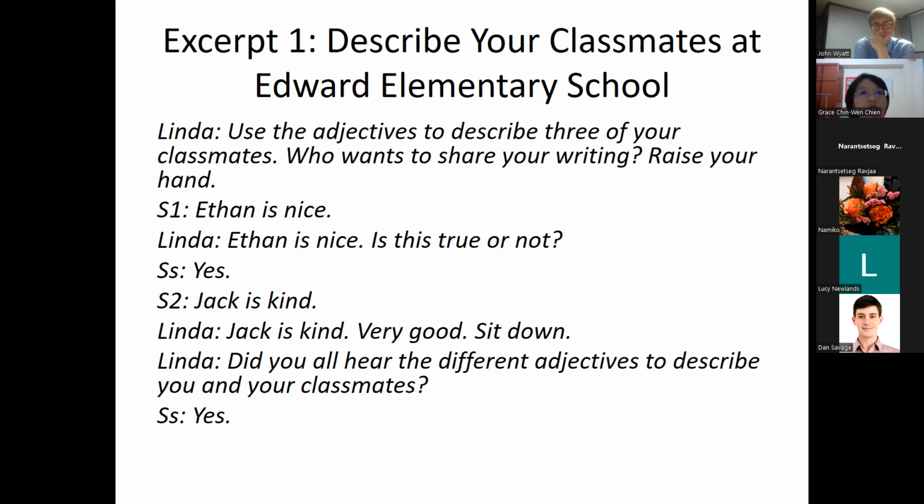So did you hear all the different adjectives that you can use to describe your classmates? And they say yes. So basically for this pushed output, at least they learn different adjectives. But those adjectives are positive ones, because the teacher didn't want to teach them negative adjectives. So they use positive adjectives to describe the personalities of their classmates.